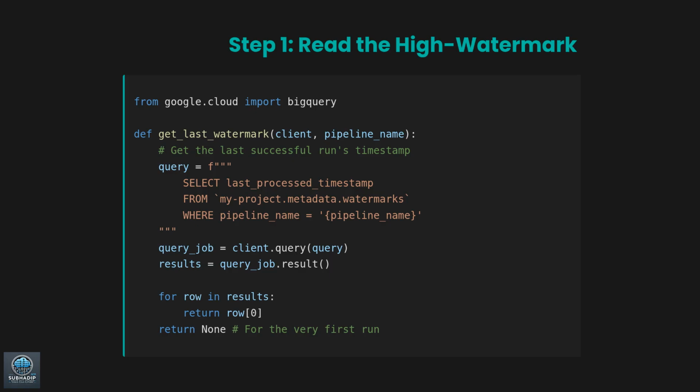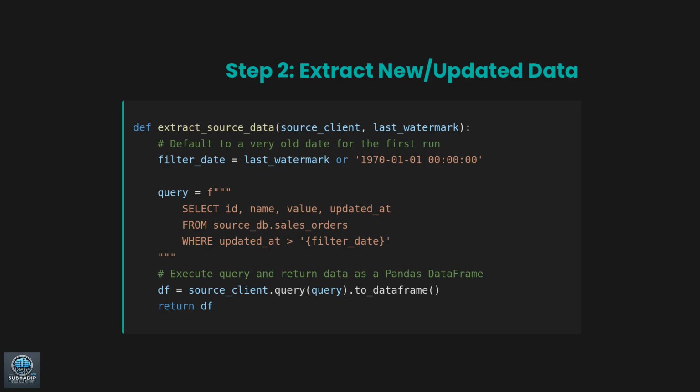The first step is to fetch the last high watermark. We create a simple Python function that queries our metadata table for a specific pipeline name and returns the last process timestamp. If it's the very first time we're running this pipeline, it will return none, allowing us to perform an initial full load. Once we have the watermark, we use it to query our source system.